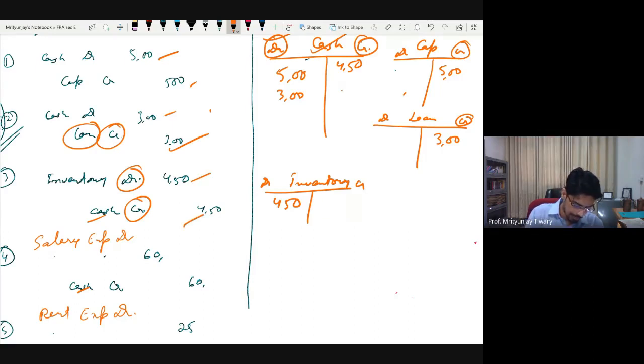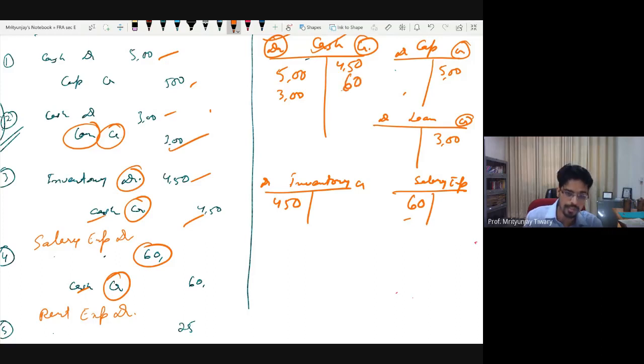Next one says salary expense debit side 60. Do I have a salary expense so far? No, so I'll prepare it now. Salary expense T account, and in the debit side I will put 60. Irrespective of the heading, be it asset, liability, income or expense, in every T account make sure that debits are on one side and credits are on the other side. Cash credit 60: this is the cash T account, this is credit, and I have written 60 here.